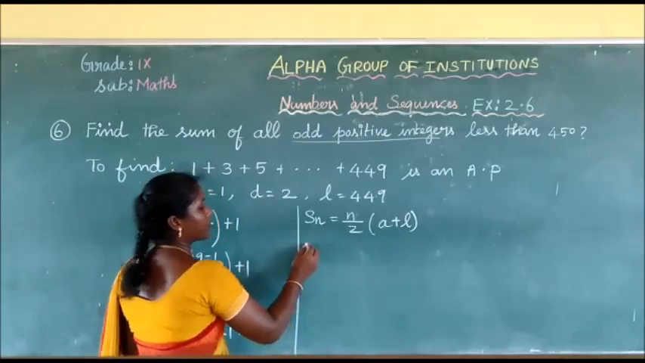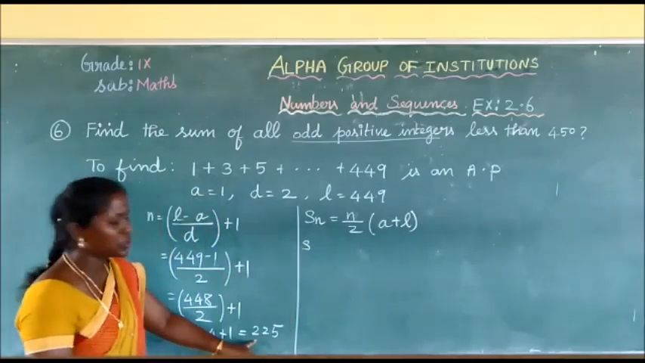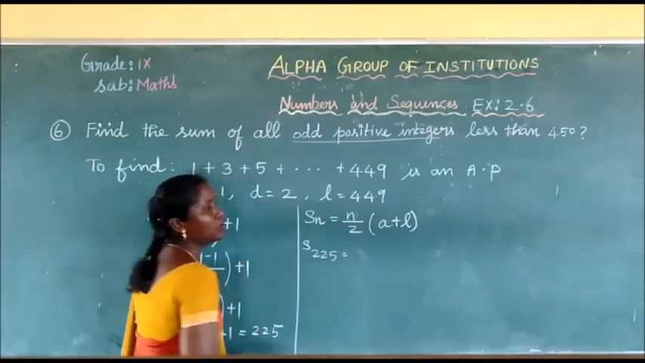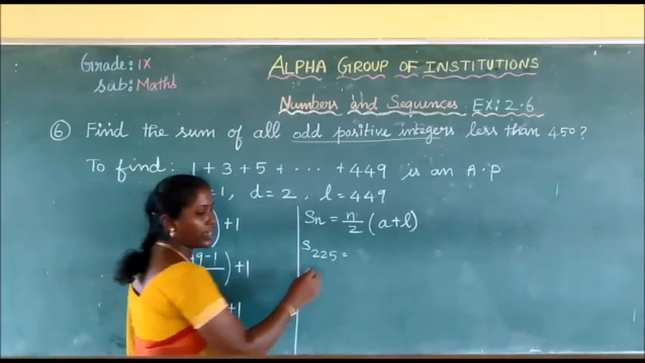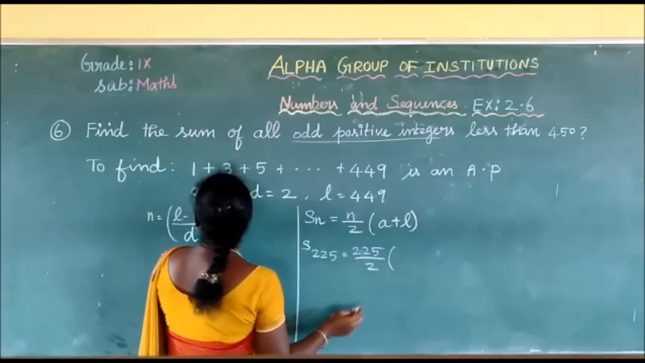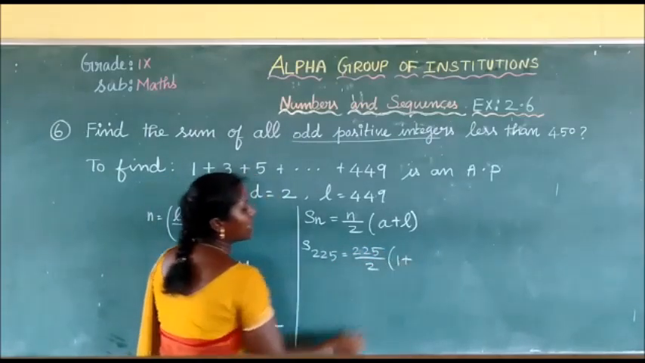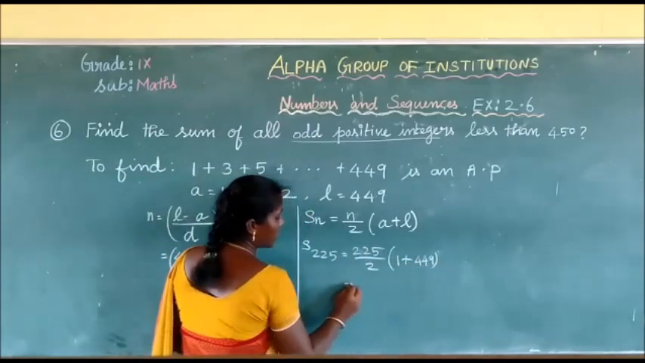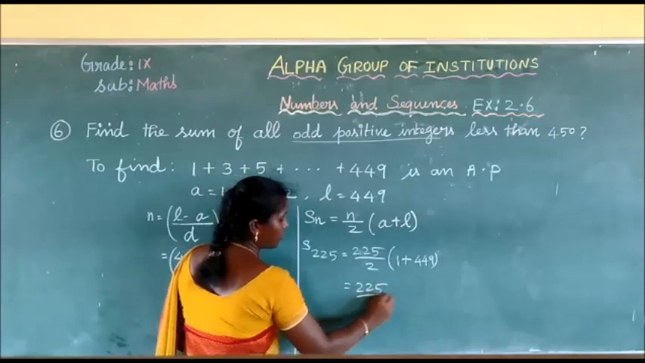Okay, now how many terms are there? 225. So S 225 is equal to 225 by 2. What is a? 1. And the last term is 449. Now substitute the values. 225 by 2 into (1 plus 449).